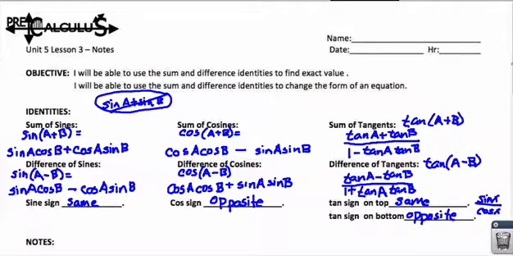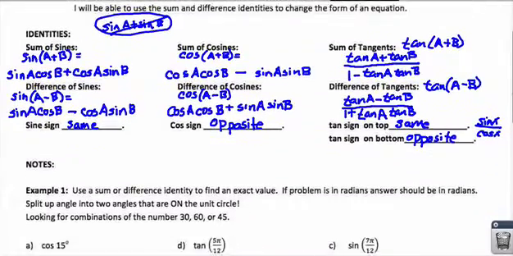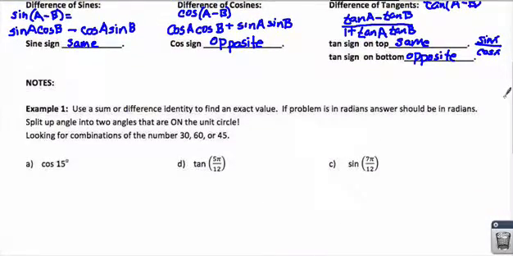All right, now that you've seen them in the little silly songs, let's actually do some problems with them. Here's what we're doing with the first objective: we're going to use a sum or difference identity to find an exact value. You'll notice that these angles are not ones found on the unit circle. If the problem is in radians, the answer should be in radians. Here we have a couple that are in radians, so if during the problem we change to degrees, at the end we have to change back to radians.